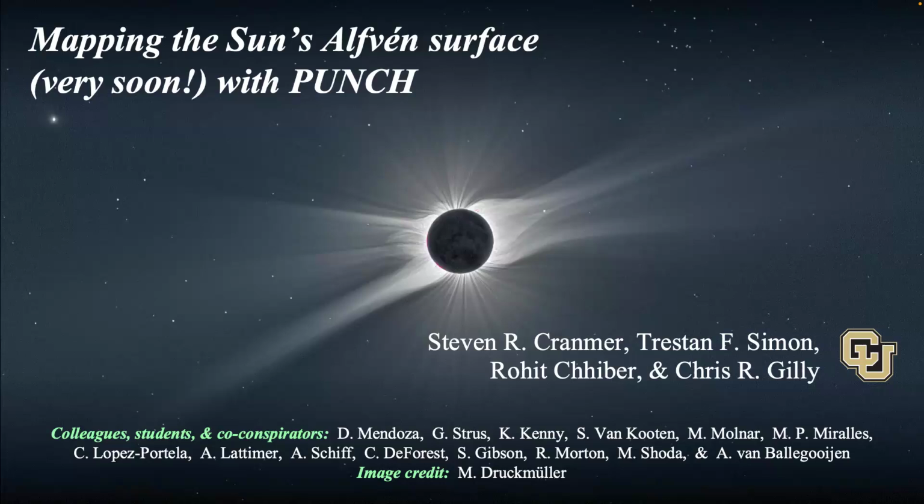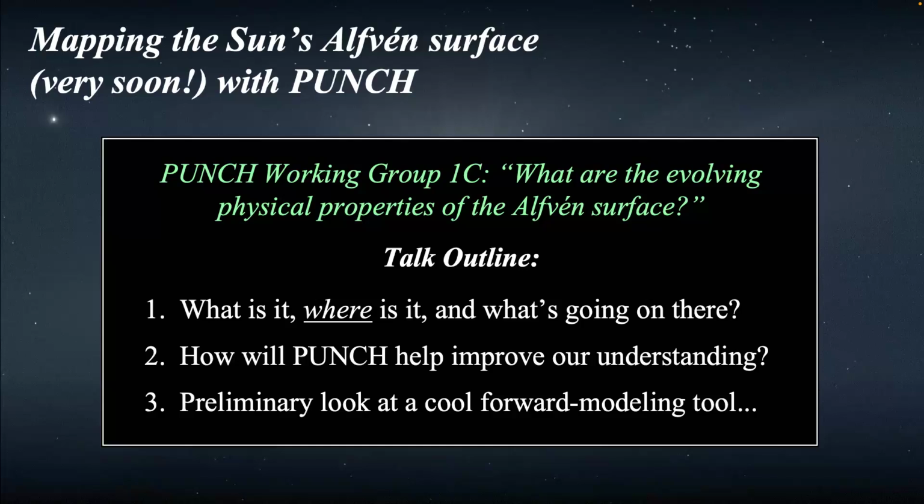Working Group 1C wants to find the evolving physical properties of the Alfvén surface. That's what we want to actually measure with PUNCH. So this talk will cover a little bit about what that is, how PUNCH will actually detect it, and I'll conclude with a preliminary look at an interesting forward modeling tool that's really helping me to visualize how we're going to do this.